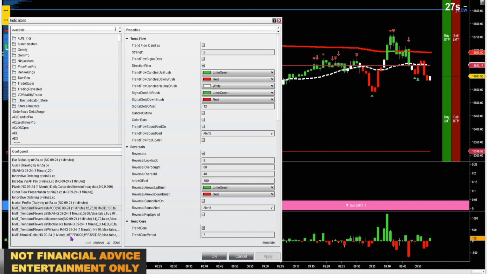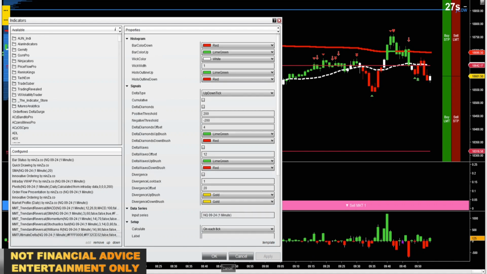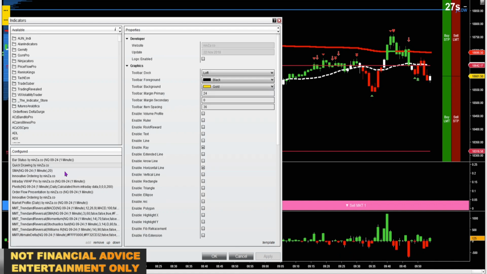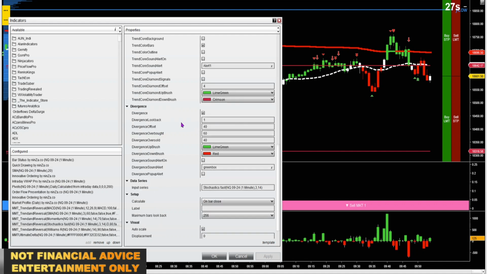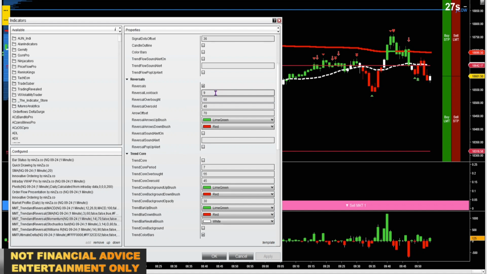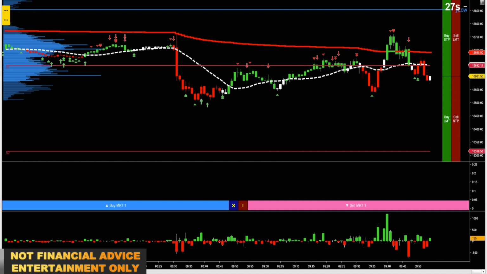I've also got the MMT Ultimate Delta, showing me the delta histogram below. Got the usual suspects on my chart, different key levels, pivots, VWAP, 20 SMA. All of these divergence signals I've got set with a divergence lookback of 1, overbought 60, oversold 40. And for the reversals, it's a lookback of 9, overbought 60, oversold 40. I just loaded up some random playback data to practice on.